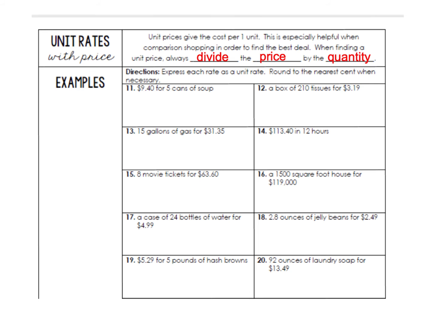So again, you divide. Here we're talking about price. We're talking about numbers that deal with money. So you're going to take the money and divide it by the quantity. So money divided by the quantity. So 940 divided by 5. So for our unit rate for the cans of soup, we get $1.88, and you're going to round it to money. So you're going to have 2 decimal points afterwards like you would do with money.